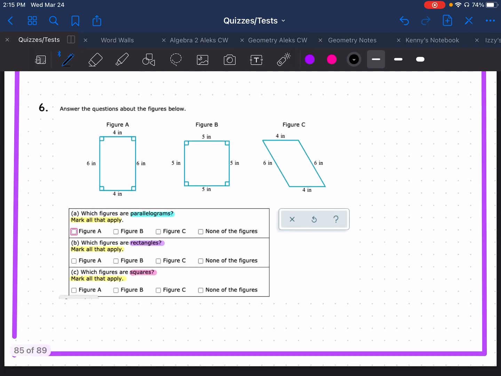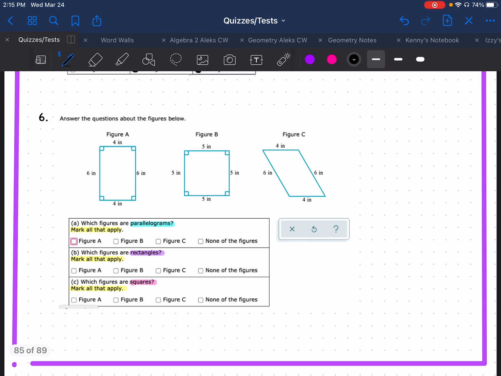All right, let's take a look at question number 6. Answer the questions about the figures below. The first one is asking which figures are parallelograms. It is asking you to mark all that apply. Now in my family of parallelograms, I have three members: a rectangle, a rhombus, and a square. So every rectangle is a parallelogram, every rhombus is a parallelogram, and every square is a parallelogram. So looking at these figures, I'm going to say that A, B, and C are all parallelograms.